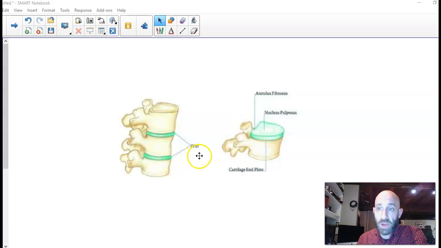So if you look at this image here, this would be a spine, right? This is the spinal column, the vertebral column. And then in between each vertebrae, we have one of these little discs. That is called an intervertebral disc. And that is made out of fibrocartilage. So they're tough and they're there for shock absorption.